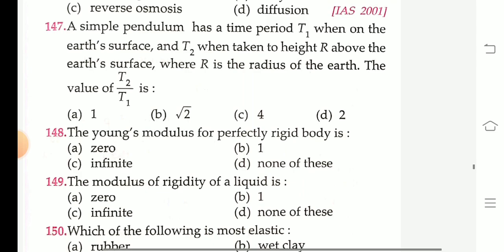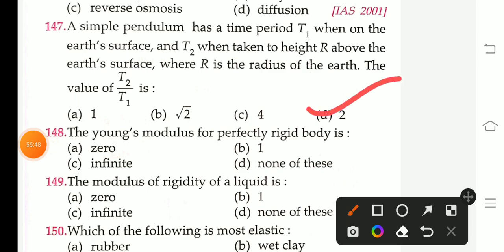A simple pendulum has a time period t1 when on the Earth's surface and t2 when taken to height R above the Earth's surface, where R is the radius of the Earth. The value of t2 by t1 is 2.